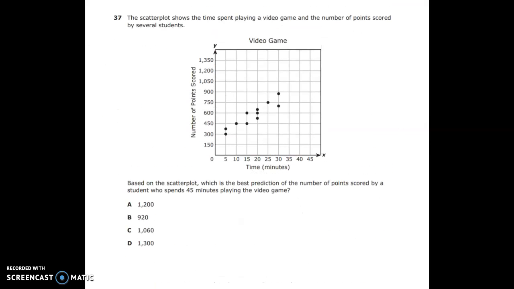Number 37. The scatter plot shows the time spent playing a video game and the number of points scored by several students. Video game, the time in minutes, and the number of points scored. Based on the scatter plot, which is the best prediction of the number of points scored by a student who spends 45 minutes playing the video game? 1,200, 920, 1,060, 1,300.